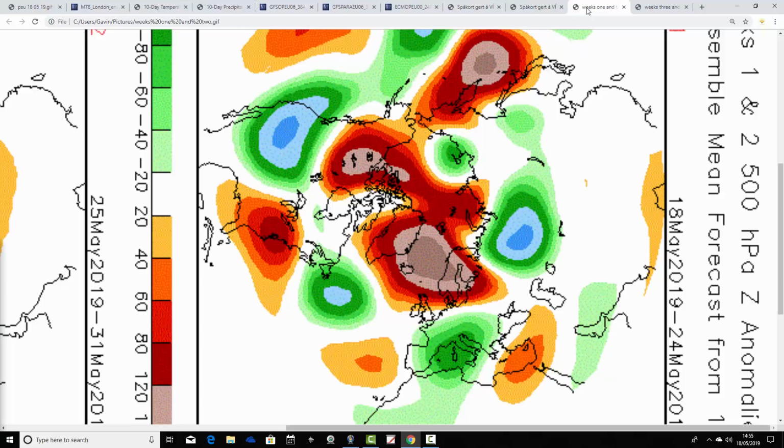Finally, just have a look at CFSv2 for the next month. So these are 500 millibar heights broken down into weekly pairs. The first weekly pair takes us from the 18th to the 24th of May, the coming week, with above average heights to the north and below average heights to the south. Winds in that sort of direction. So we're talking about showery conditions really in the coming week.